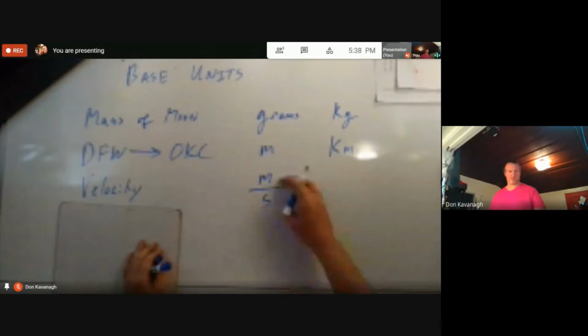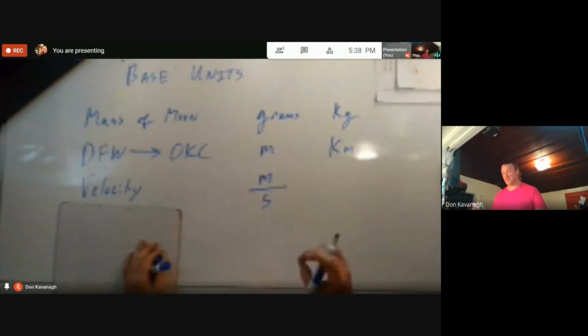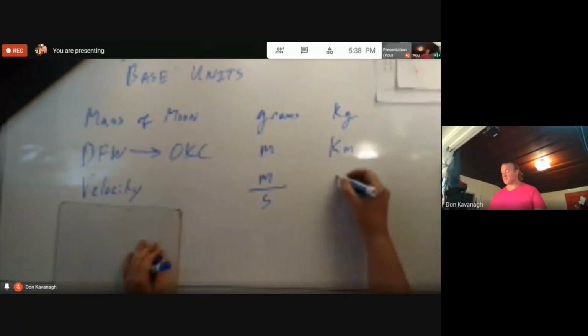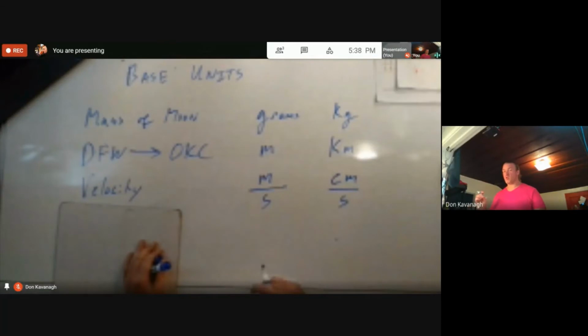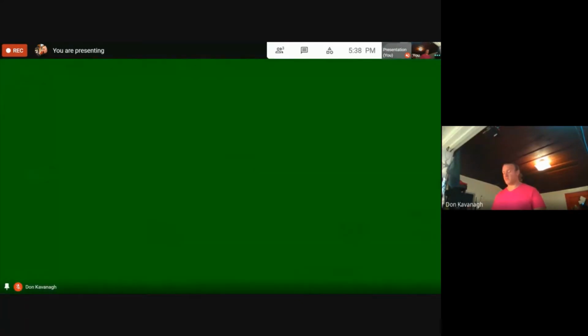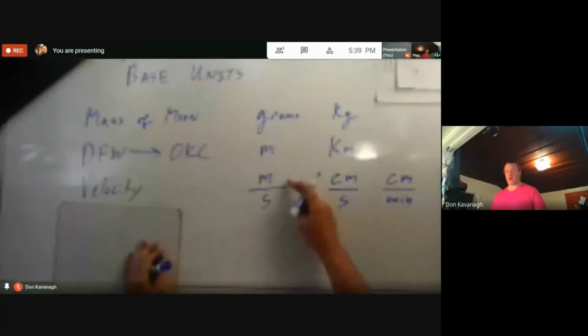Meters divided by seconds. If you were measuring the velocity of, say, a snail, something that moves very, very slowly, you might do something like centimeters per second. Or maybe if it's incredibly slow, you might do centimeters per minute. Okay? But nevertheless, a distance divided by a time.